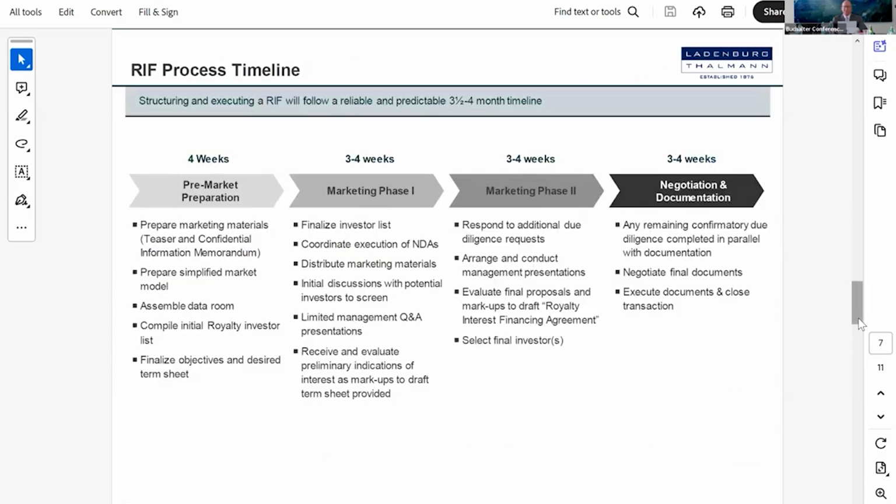The next page. The total time to get a financing done from the date we start working with the company is 3.5 to 4 months. So this isn't done overnight.